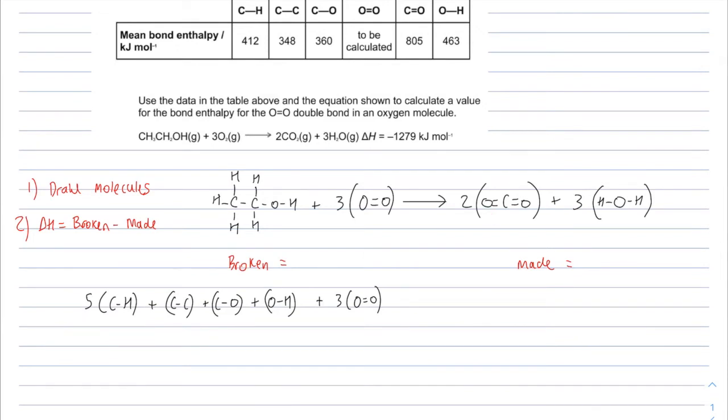So the bonds made are 2 carbon dioxide molecules. But in the carbon dioxide molecule, there are 2 C=O double bonds. Therefore, in total, there are 4 C=O bonds. And there are also 3 water molecules which are made, but in the water molecule there are 2 O-H bonds. So in total, 6 O-H bonds will be made.